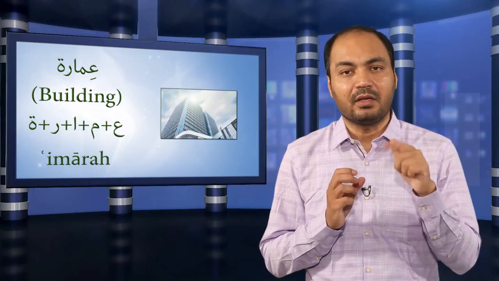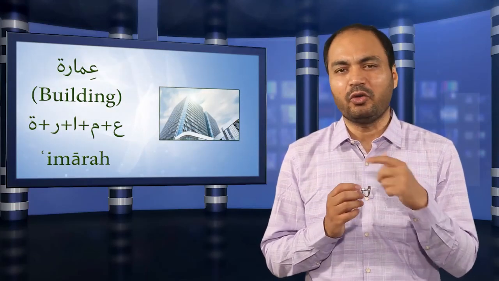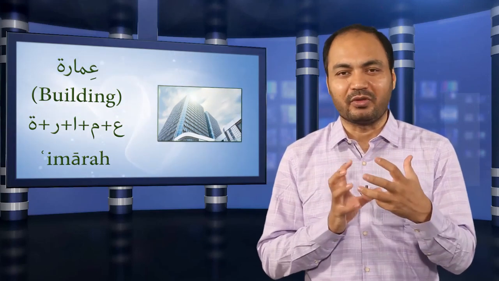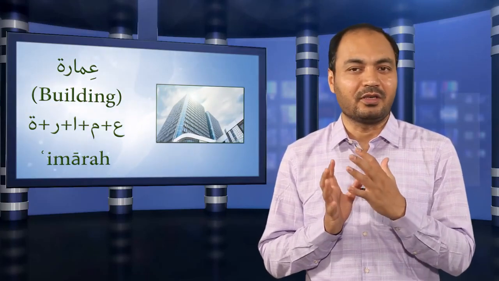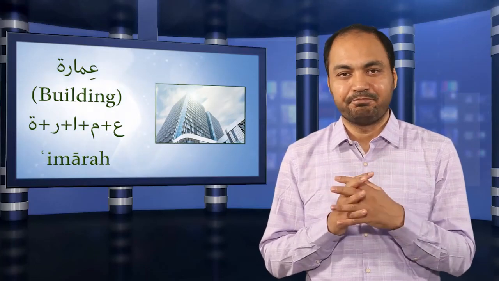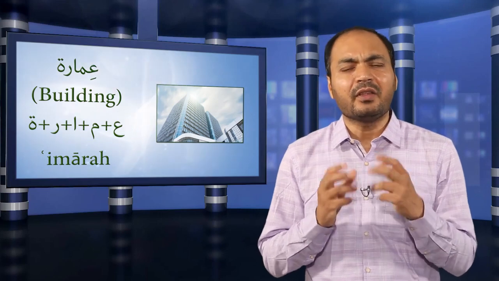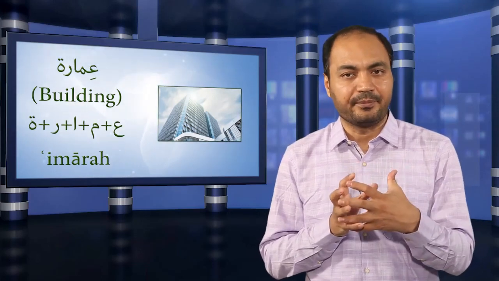Now the next word in the same way, starting with the alphabet Ain, is imara. Imarat is a word that you are using quite often, in fact, while speaking your own native language, your mother tongue. Originally it is an Arabic word, and now it is so common. It's commonly spoken. Imara is building.